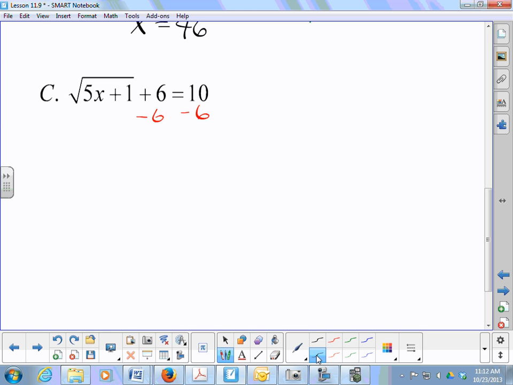So we're left with the square root of 5x plus 1 equals 4. Now, what I've seen happen before is people try to square first, and you can't do that. Because remember, if I tried to square it first, it actually means I have this.